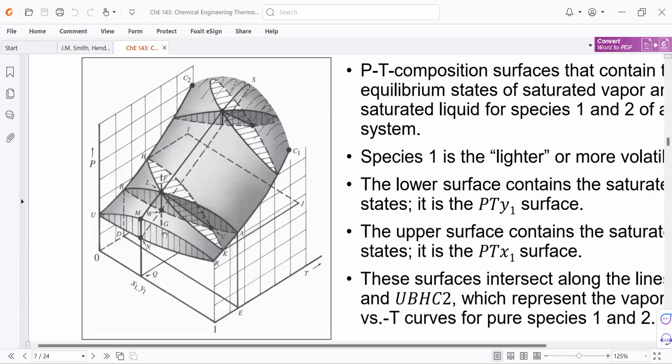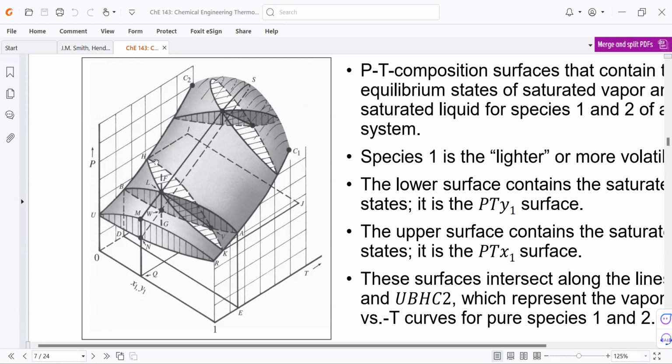Inside the envelope, no stable single phase exists. So when the temperature, pressure, and composition correspond to a point inside the envelope, phase separation occurs, and they have compositions that fall on the lower and upper surface respectively. In the 2D diagram, we will demonstrate what I mean.